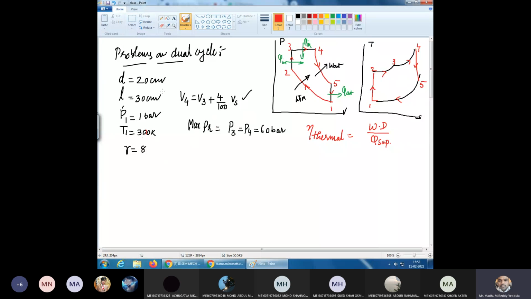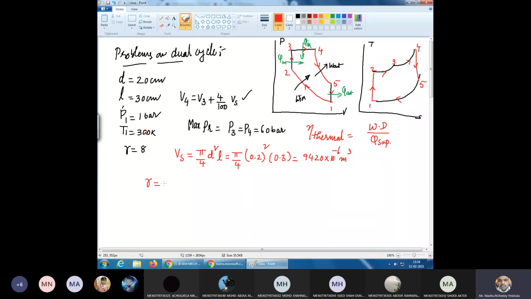Before that, bore and stroke are given. First calculate Vs, the swept volume or stroke volume, pi by 4 d square into L. That is equal to pi by 4, converting to SI units, 0.2 whole square into 0.3. If you calculate, you will get around 9420 into 10 power minus 6 meter cube. This is the swept volume.